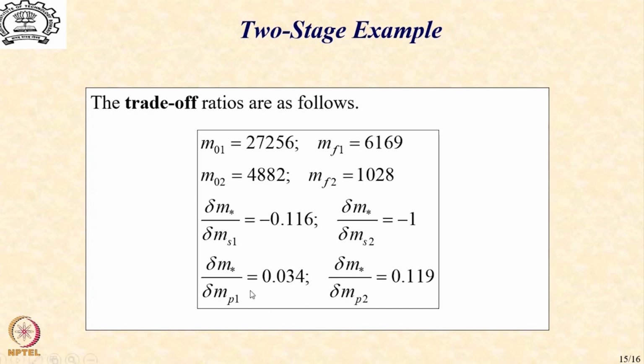With regard to propulsion, we find that the first stage is highly inefficient. That for 1 kg propellant mass increase, I am only able to add 34 grams of payload. Of course, the second stage is definitely better than the first stage, so that the same 1 kg propellant gives me 119 grams of payload. This is because of two reasons. One, the second stage is more efficient, and more importantly, it also has a higher ISP compared to the first stage.